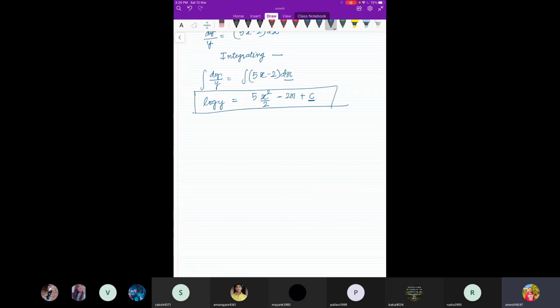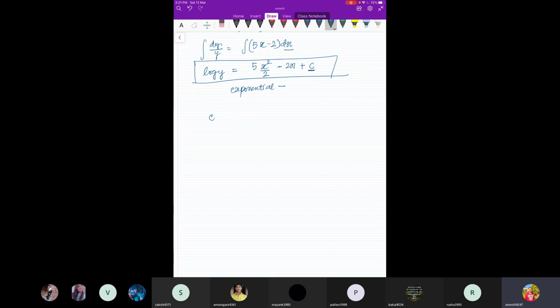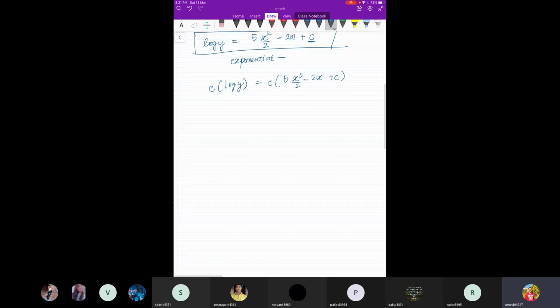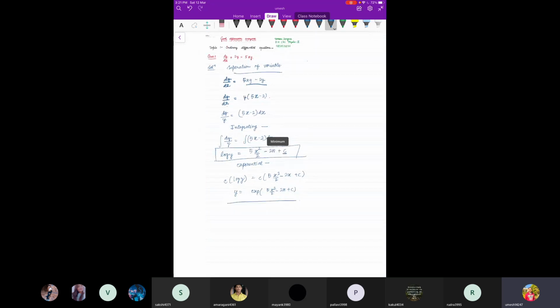But if we want to solve it further, we can take the exponential. If we take the exponential, we get e to the power log y is equal to exponential of 5x square by 2 minus 2x plus c. We know that exponential of log y is y only. So y is equal to exponential of 5x square by 2 minus 2x plus c. This is the final solution of our equation.